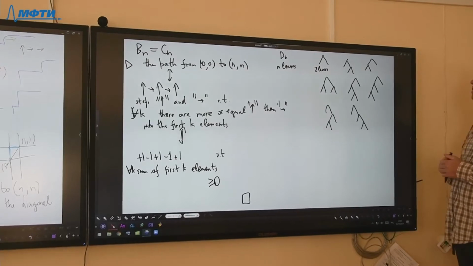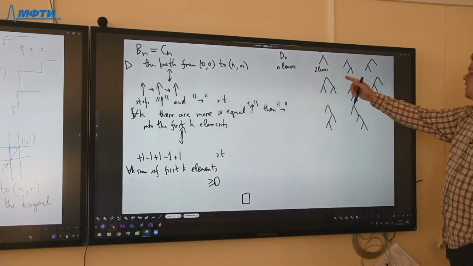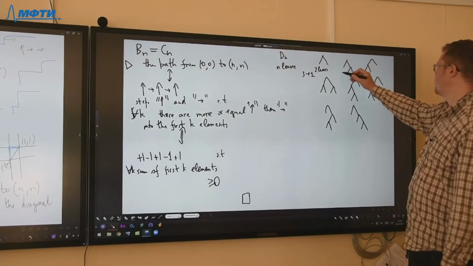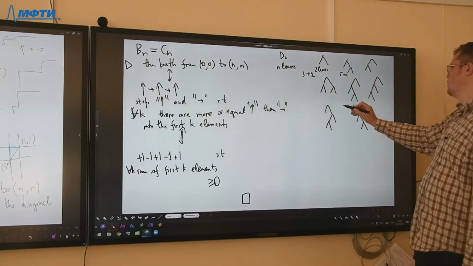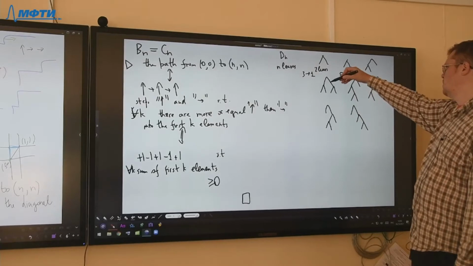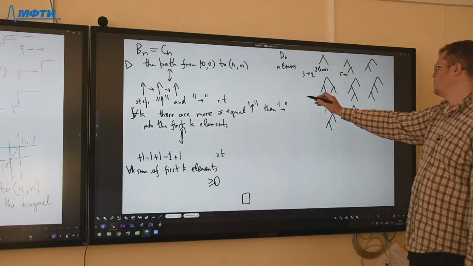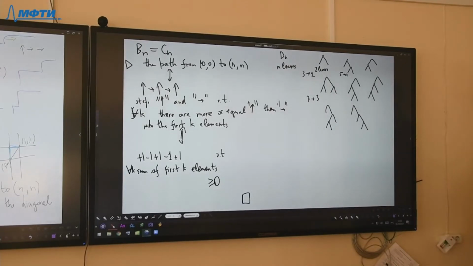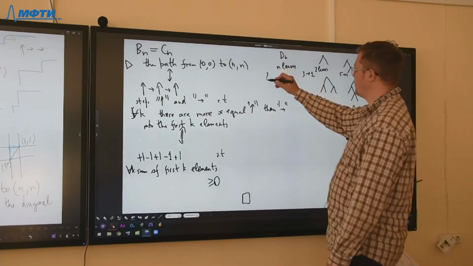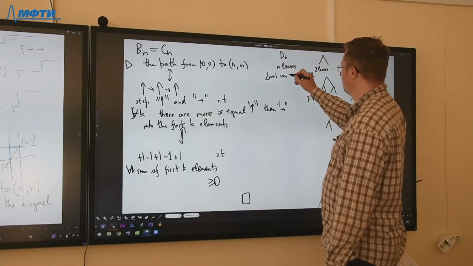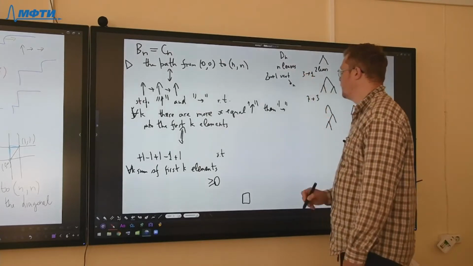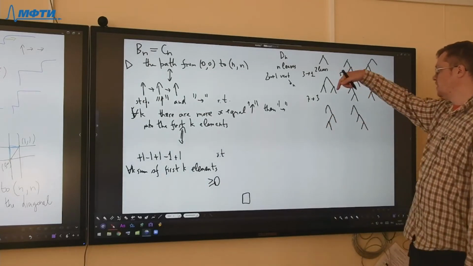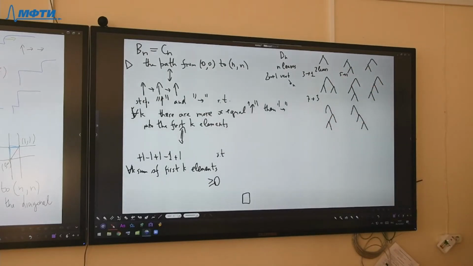So for 3 vertices, here will be 3 vertices and 1. Then we have 5 vertices and 2, and 7 vertices and 3. So if I have 2n plus 1 vertices, then I will have number n. So I need to calculate n divided by 2 and minus 1, something like that.